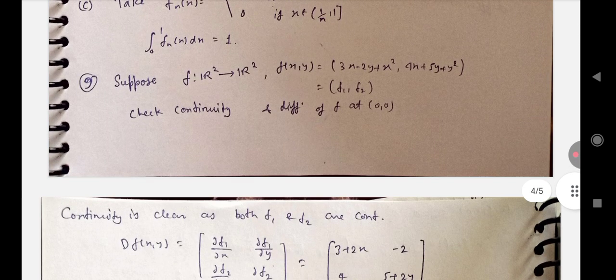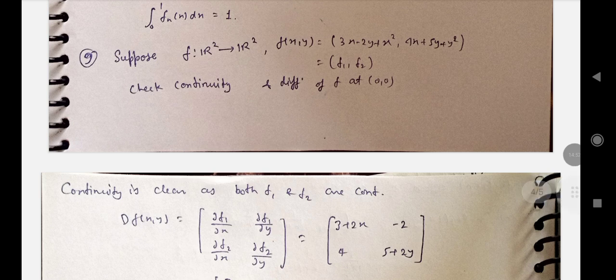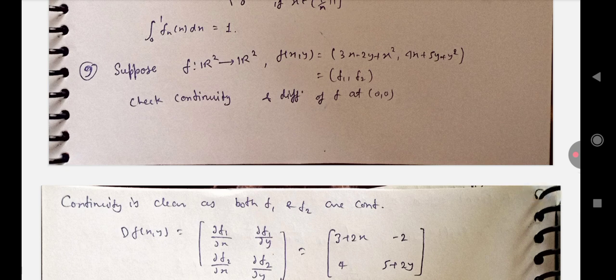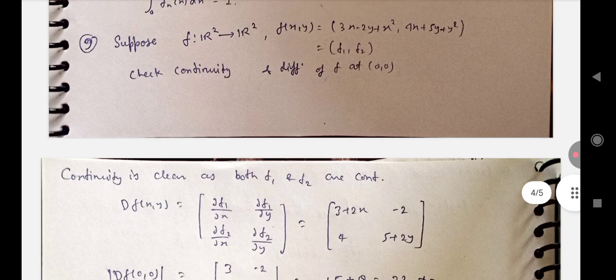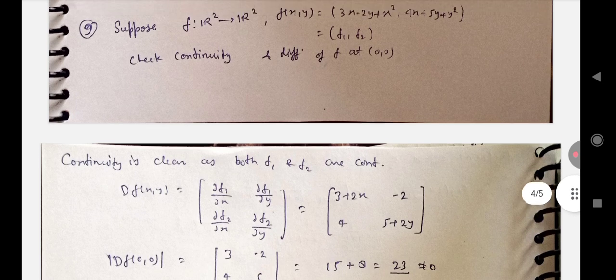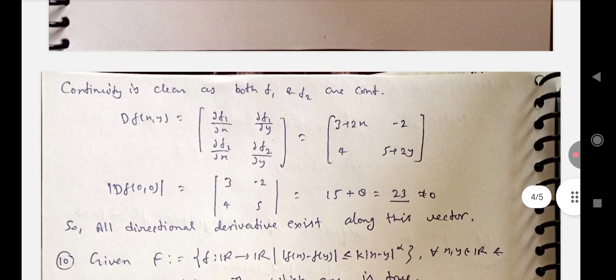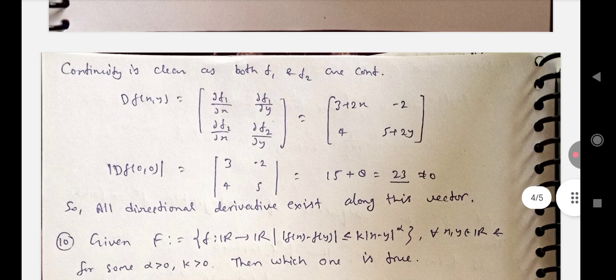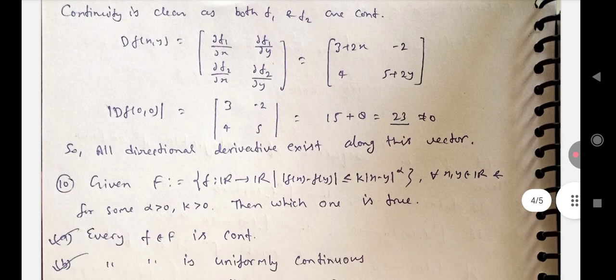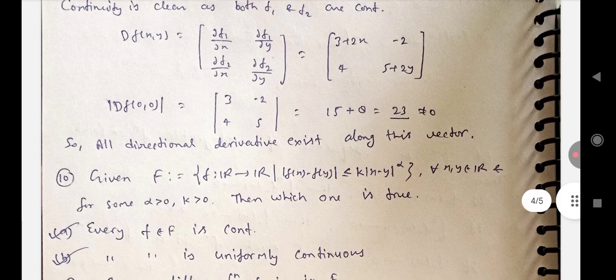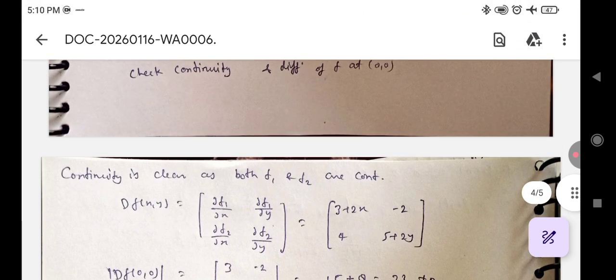Now question 9. Suppose f from R^2 to R^2, f(x, y), is defined like this. Check continuity and differentiability of f at (0, 0). This is the multivariable case, we have f1 and f2. For this we can verify the Jacobian df(x, y) like this, the partial derivative of f1 with respect to x. At (0, 0) this is not equal to 0, so all directional derivatives exist along this vector. So this is true.